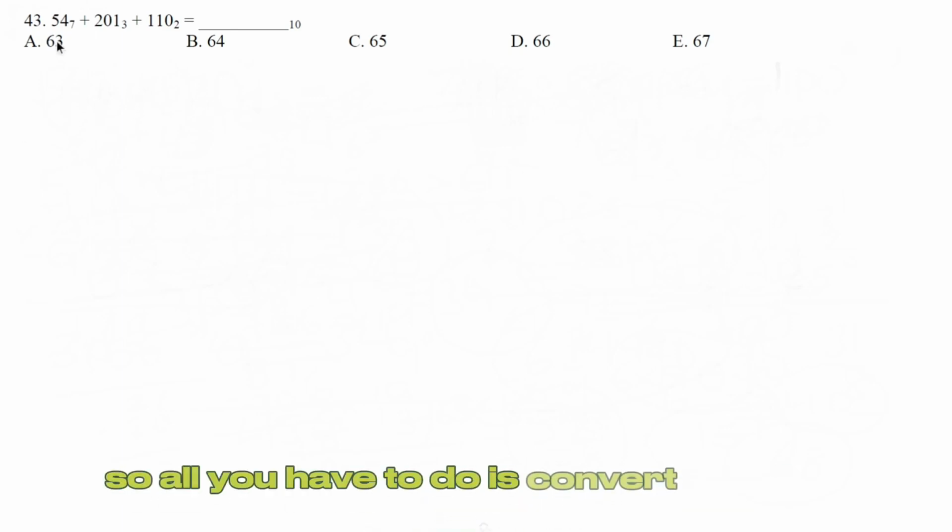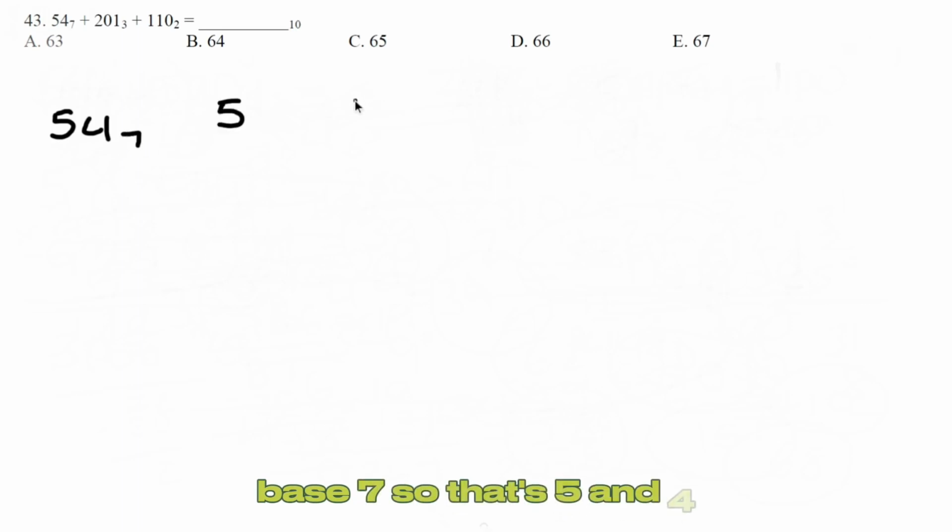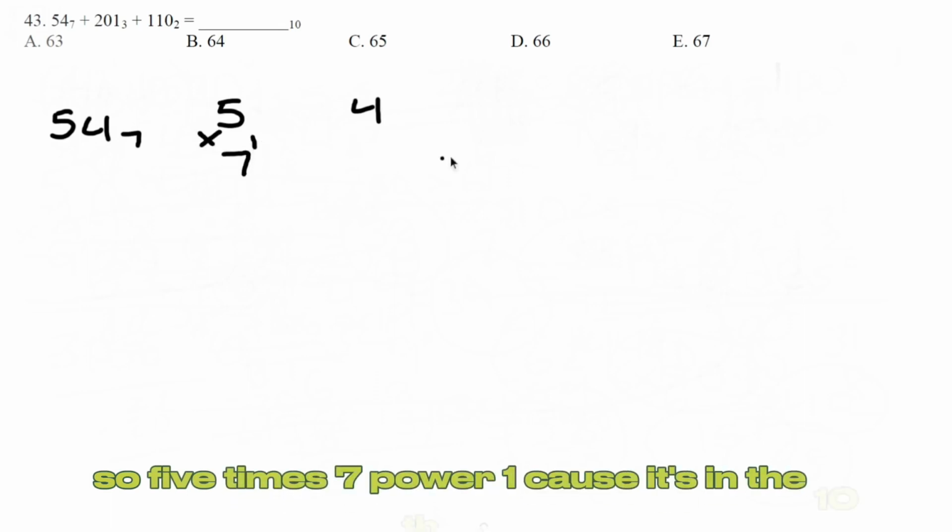Alright, next up. 54 base 7 plus 201 base 3 plus 110 base 2 equals what base 10? All we have to do is convert all these to base 10 and add them. So, 54 base 7. That's 5 and 4. So 5 times 7 power 1 because it's in the tens place.